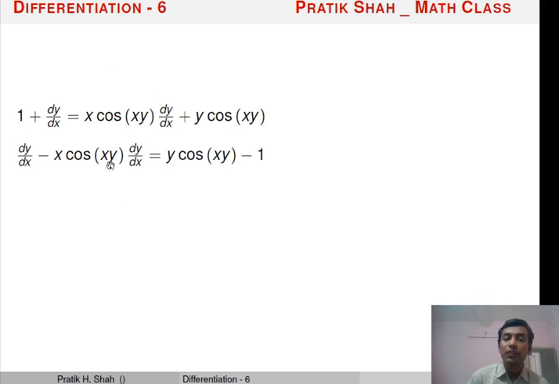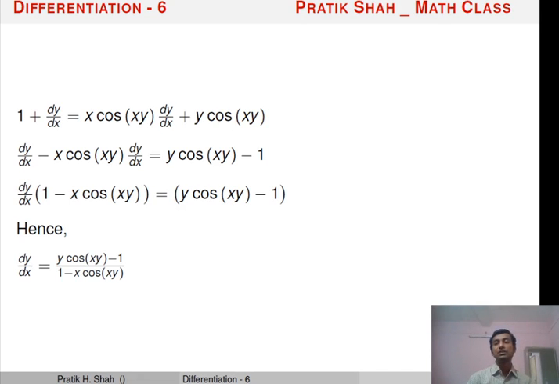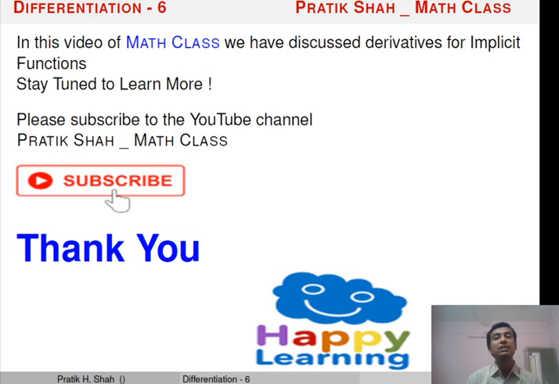From these two terms we will take dy by dx common, so we get this, and now finally we move this to the opposite side, so it will go into the denominator, hence we get dy by dx is equal to this. So the process is very simple. You may solve one or two more examples of the same concept and you can get a grip on this concept. So in this class we have discussed derivatives of implicit functions.